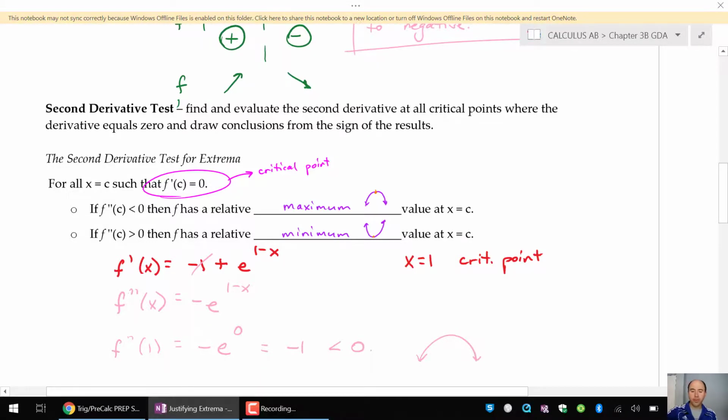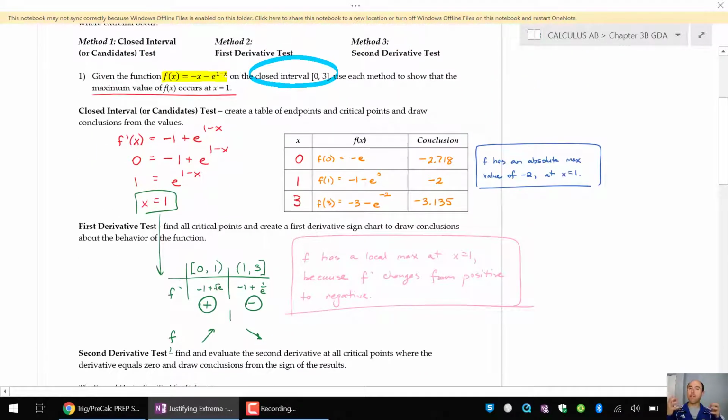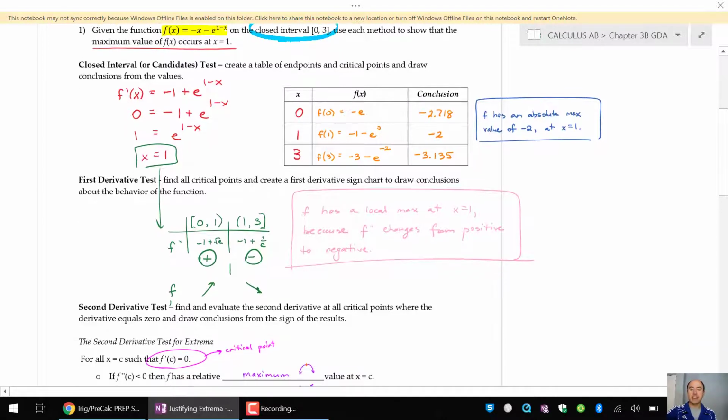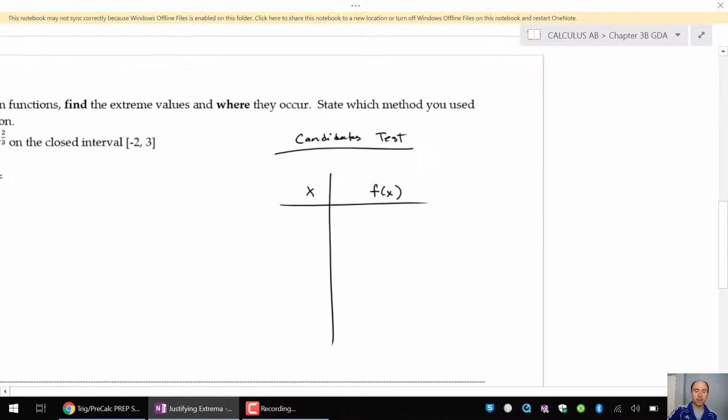So those are the three methods to find extrema. And I kind of like how from that one function, we can see how each method, each test, verifies the exact same conclusion that I have a local maximum on this function at the critical point of x equals 1. Now, let's actually do a couple more examples to close out this video.